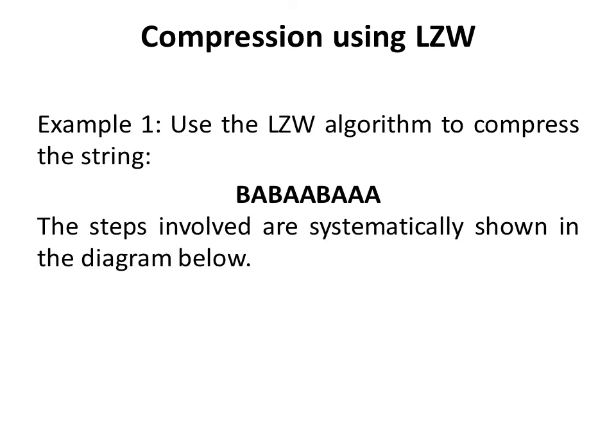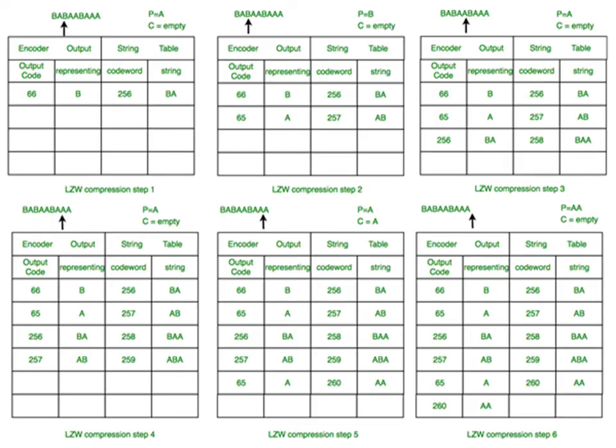Here we will take an example of LZW compression. We are given a string B A, B double A, B triple A. In the next slide, I have explained in a diagrammatical format how the LZW compression works. You can see over here, in 6 steps I have explained exactly how you encode the string using LZW compression.